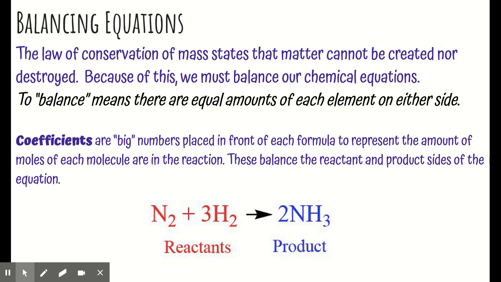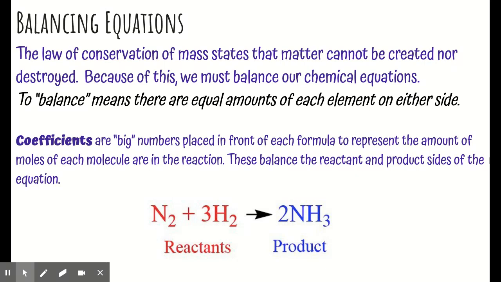That means there has to be an equal amount of atoms of each element on each side. So what we're going to be doing is putting in coefficients in front of the molecules or compounds to show that we are balancing that out.